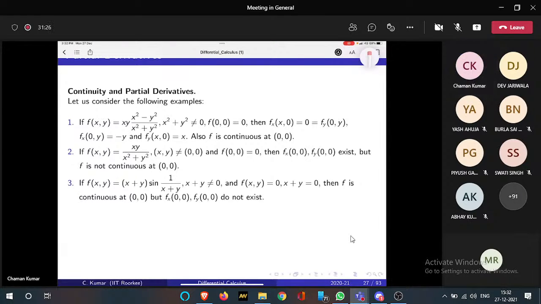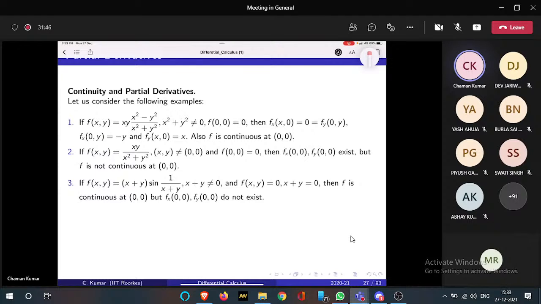Now, if I say that the function has partial derivatives, can we say that the function is continuous? Now, consider a function of two variables. No, the answer is no. So if you have a function of two variables and the partial derivative exists, this does not mean that the function is continuous. And the reason is clear from the definition itself.